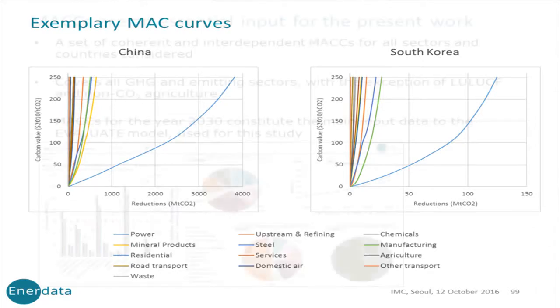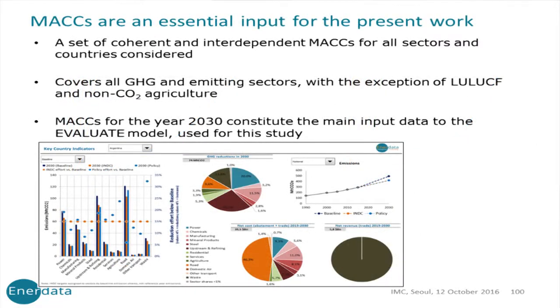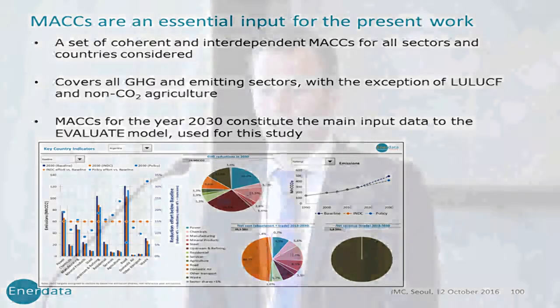So all these MACs are then implemented into the EVALUATE tool. So you can design your ETS market or other policies such as carbon taxation or regulation. And the output will be emission reductions per sector, per country, level of trading, marginal cost, and other interesting indicators such as emission intensity.